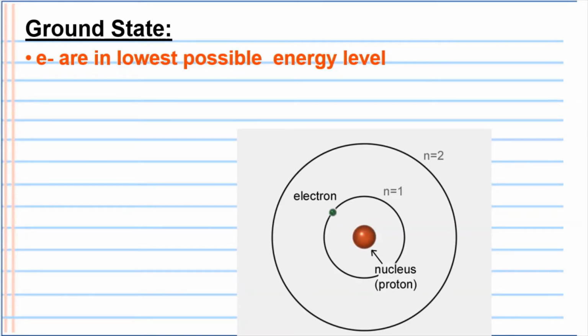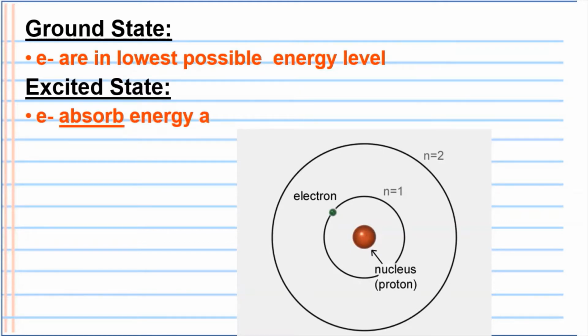These electrons could absorb energy. If they got zapped with high energy electricity or a high energy flame, they could absorb energy and jump up to a higher energy level, jump out of their original energy level and jump farther from the nucleus into a higher energy level. And he called that the excited state, when an electron absorbs energy and jumps up to those higher energy levels.